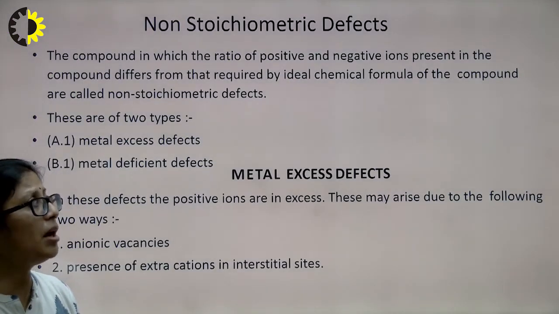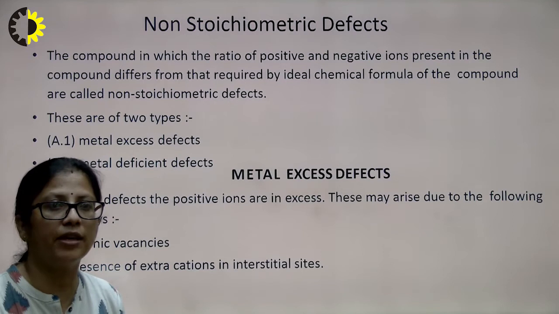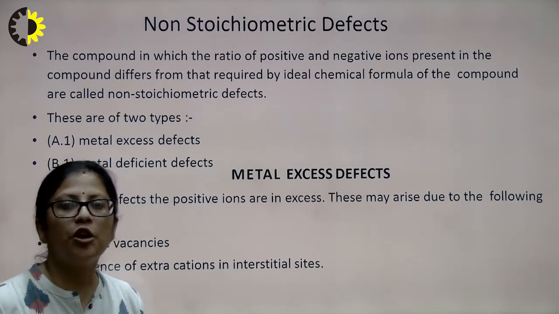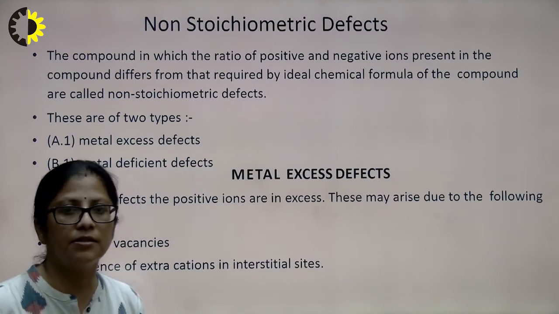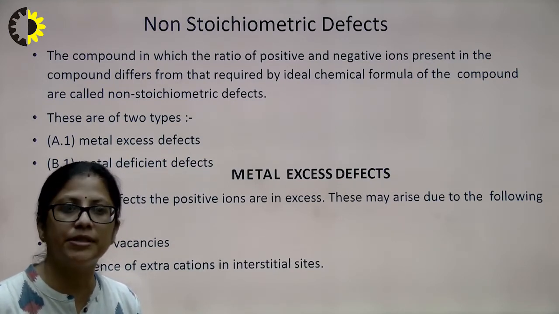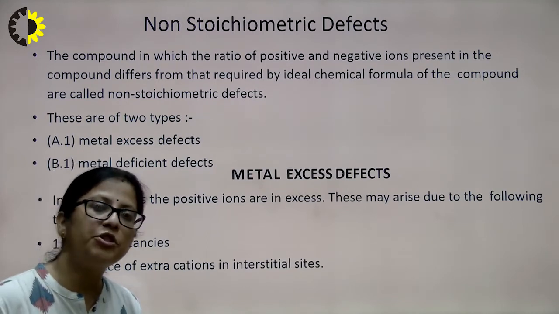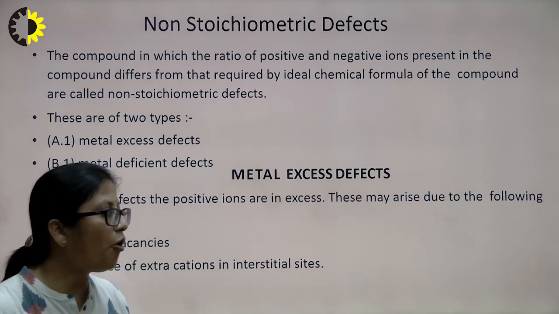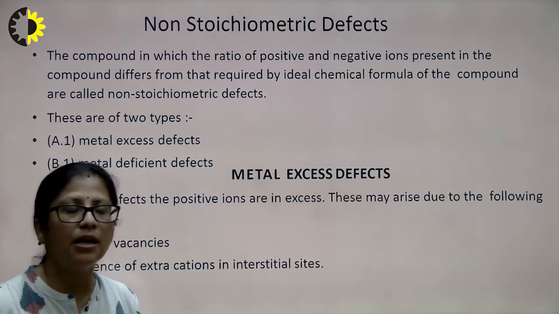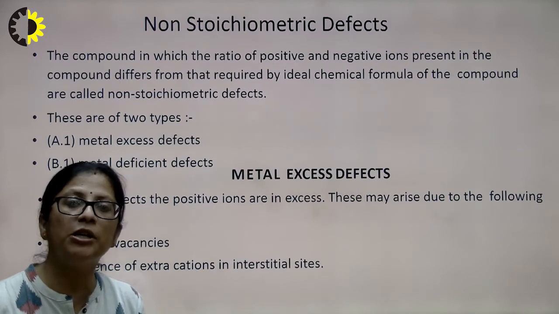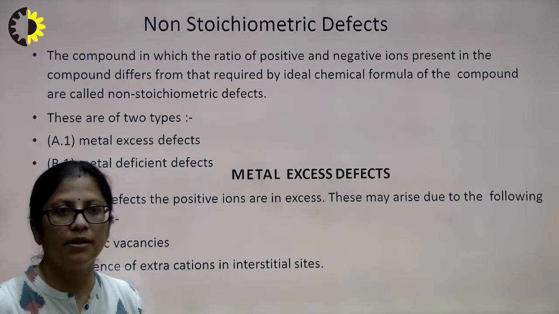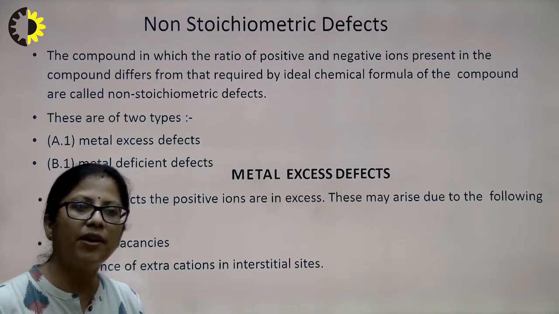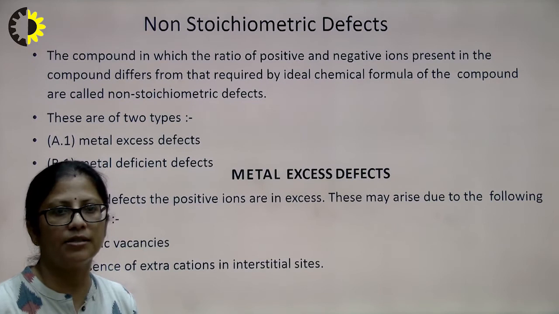Now, coming next to the non-stoichiometric defects. In this case, the compounds in which the ratio of positive and negative ions present in the compound differs from that which is required by the ideal chemical formula of the compound are called non-stoichiometric defects. That means the number of positive ions is not equal to the number of negative ions. And these non-stoichiometric defects are of two types: metal excess defects and metal deficient defects.